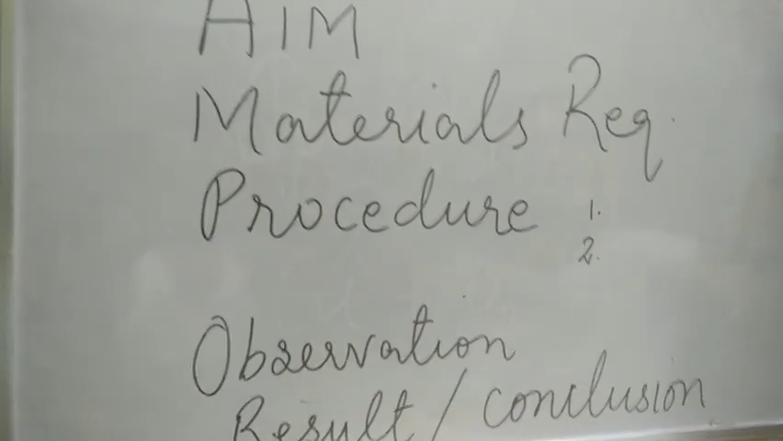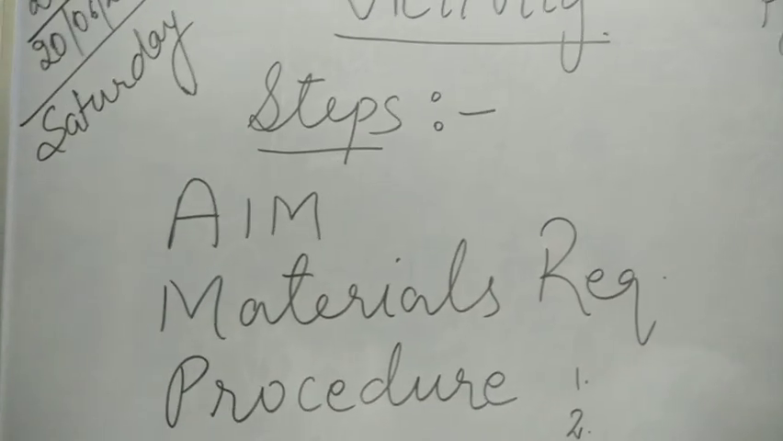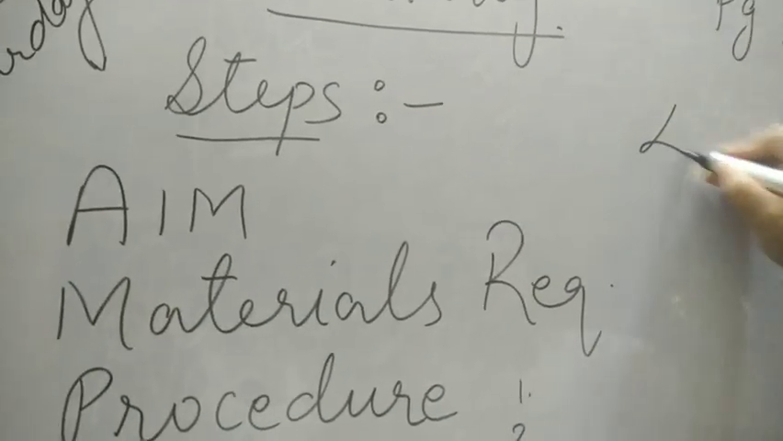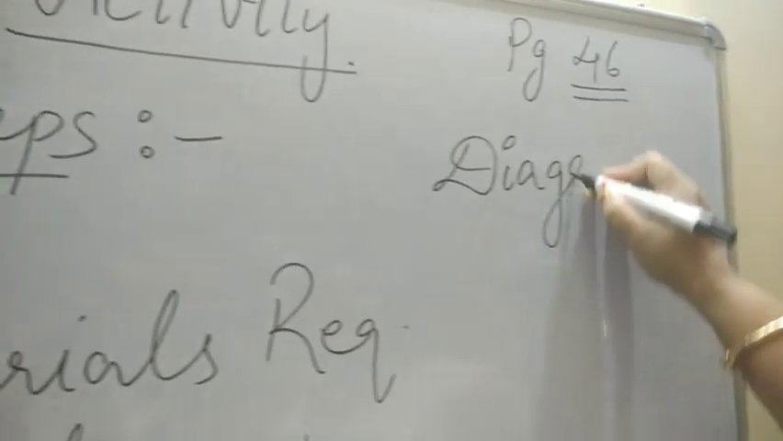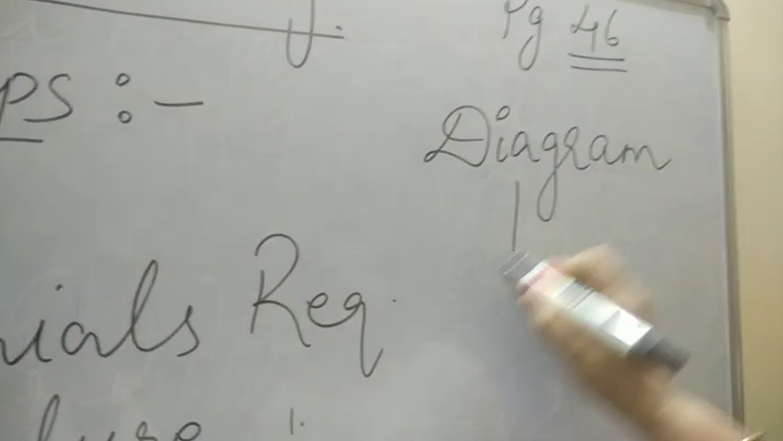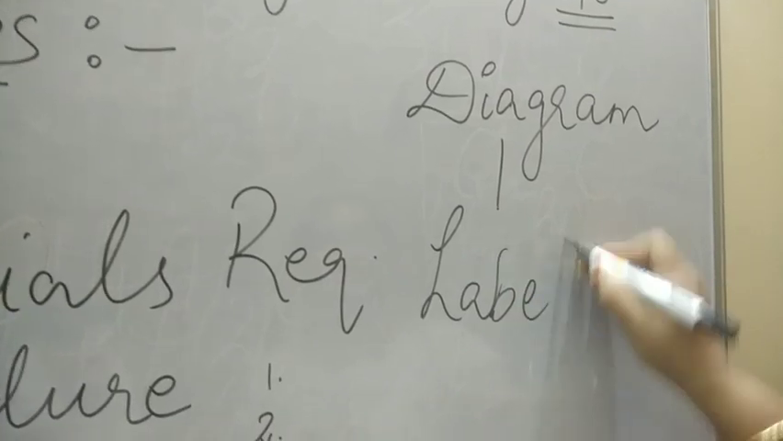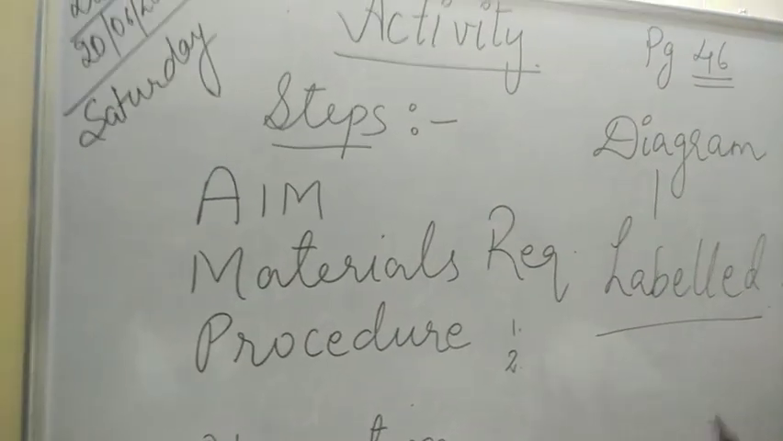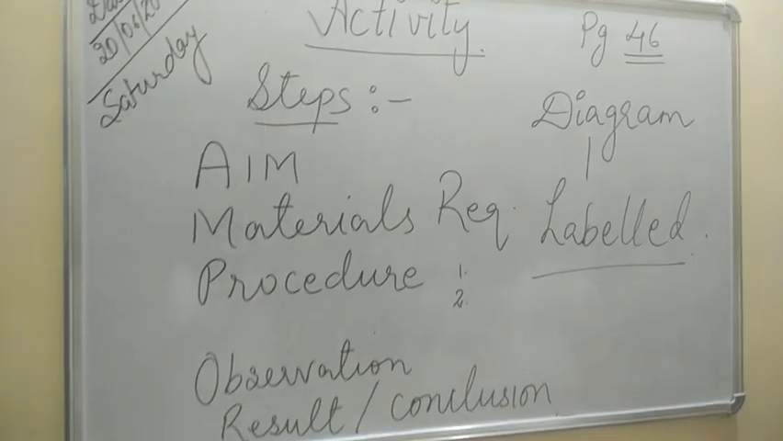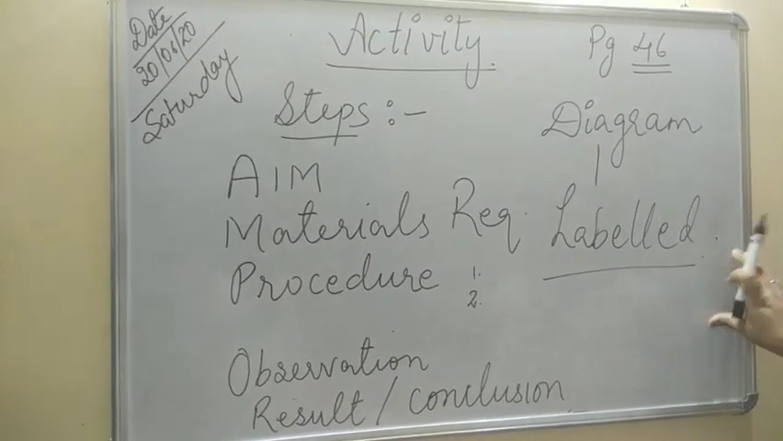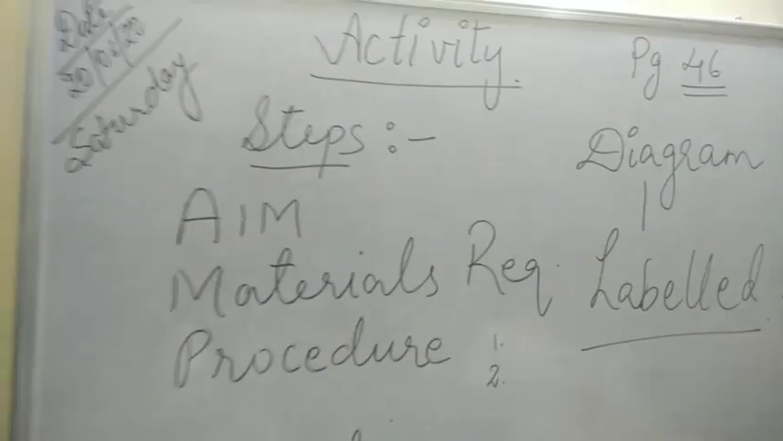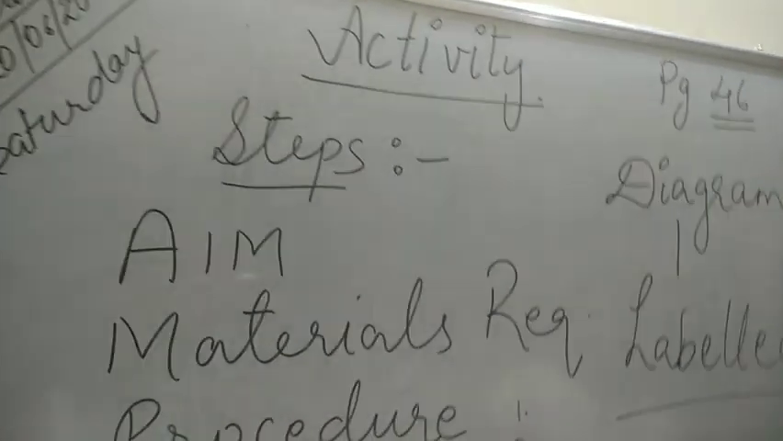With this, if a diagram is there, on the right hand side or on the left hand side, wherever the space is there, you will write or draw the diagram with proper labeled parts. Proper labeling should be there. Am I clear, children? Aim, materials required, procedure, observation, result or conclusion, and a labeled diagram. Now, the thing which I am teaching you today, that is the aim.